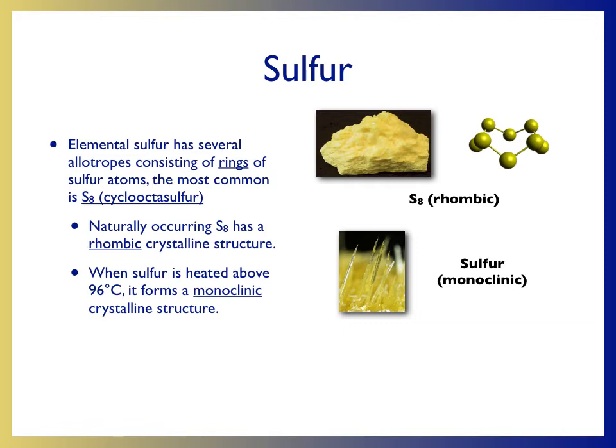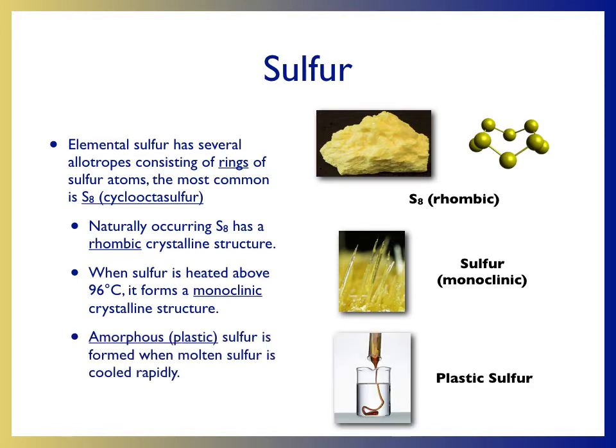Another allotrope of sulfur is a polymeric form known as amorphous sulfur. Amorphous sulfur is formed from melting sulfur and then quickly cooling it down, which facilitates the linking of chains of sulfur atoms. This is shown in the picture on the right, where molten sulfur is poured into a beaker of cold water, which rapidly cools the sulfur, allowing for the chains to link up, forming the more plastic amorphous sulfur.